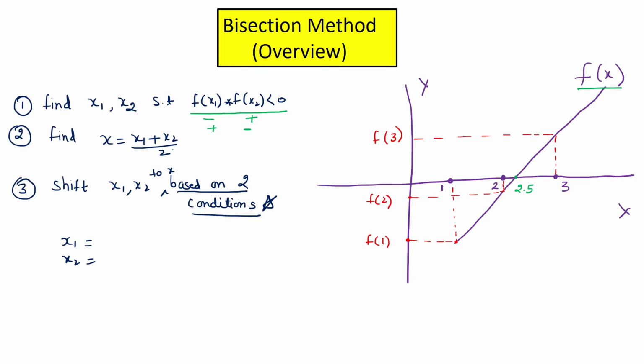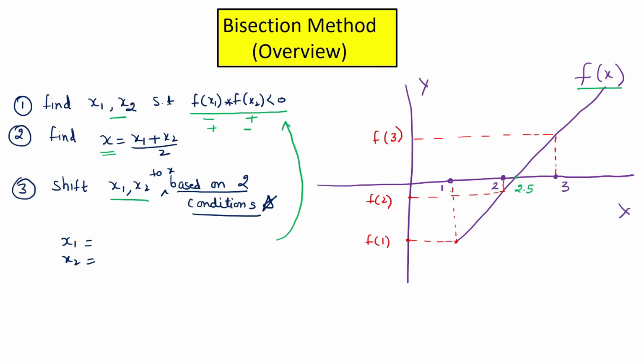After that I have to find the midpoint or the intermediate point between x1 and x2. I can just use the simple formula x1 plus x2 by 2, and let's say this new point is x. So this point x will be between x1 and x2. After that I have to change x1 and x2 based on some condition, and then I will get the new values of x1 and x2. Then I will repeat these 3 steps again and again until some condition is met, and we will see later what those conditions are.